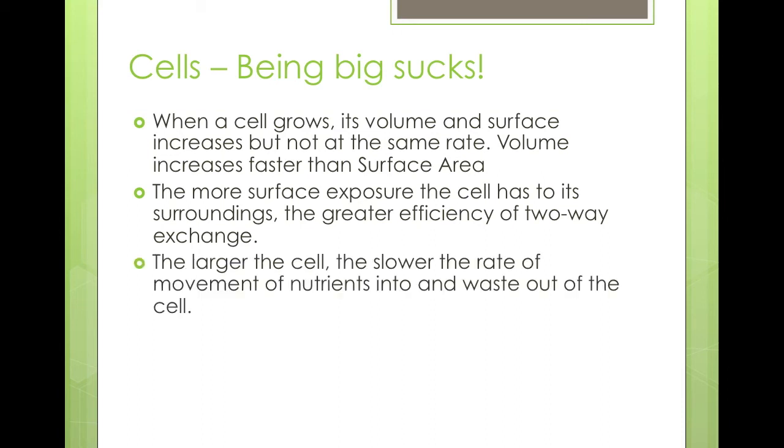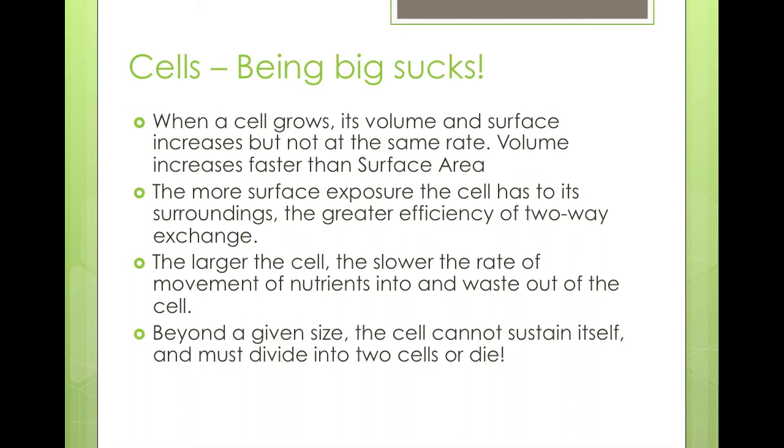The larger the cell is, the slower the rate of movement of nutrients into and waste out of the cell. And beyond a given size, it actually becomes too inefficient, and so the cell has to do one of two things. It needs to start dividing and becoming two smaller cells again, or it has to die, because it is too inefficient to be able to sustain those changes.